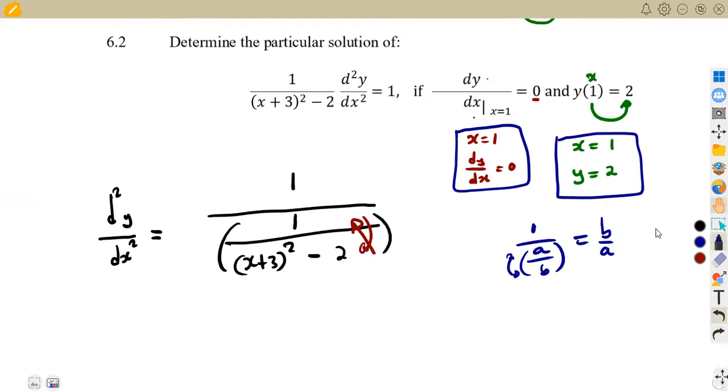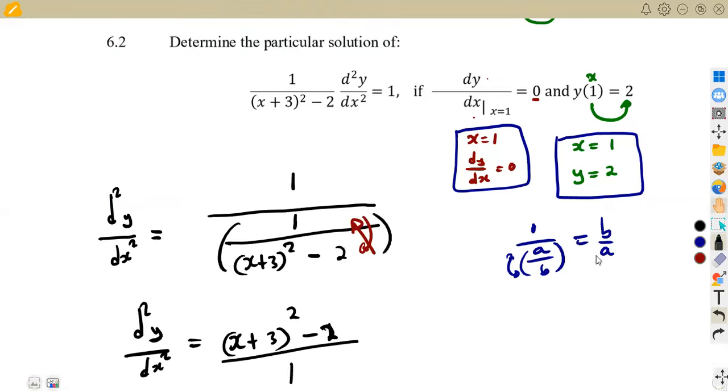So meaning to say, we are going to have our second derivative of y with respect to x as this part is now on top. So we're going to have x plus 3 squared like this minus 2. We are having minus 2 like this, 1 like this being divided. But dividing by 1 does not even affect our question.